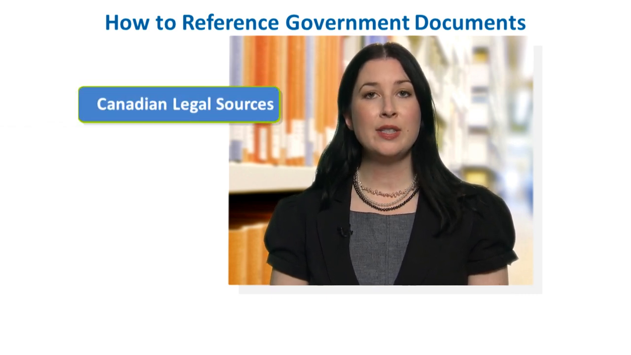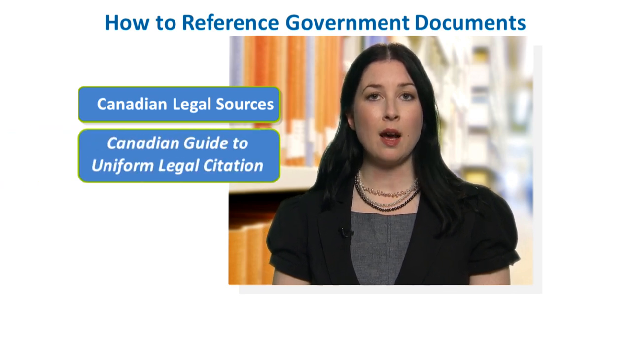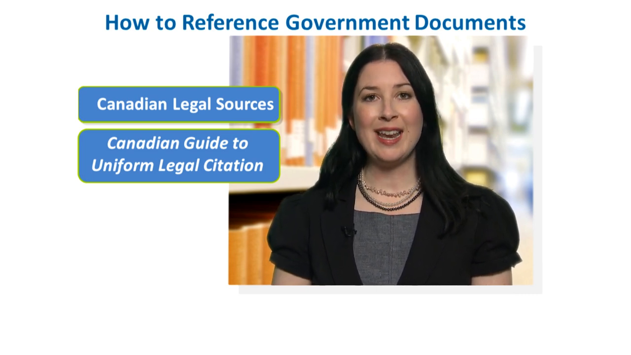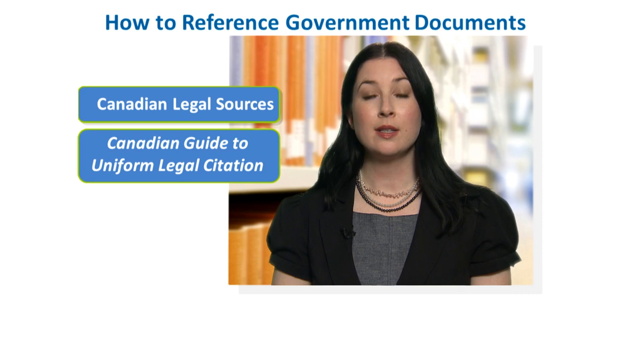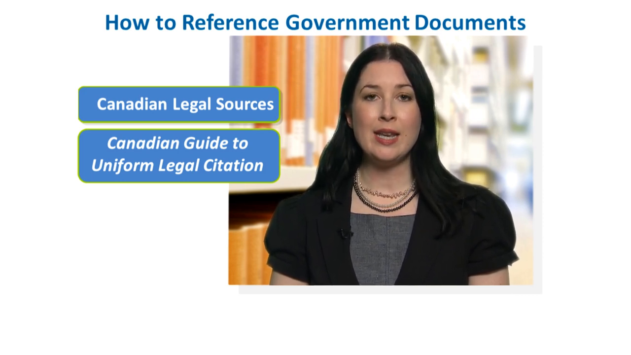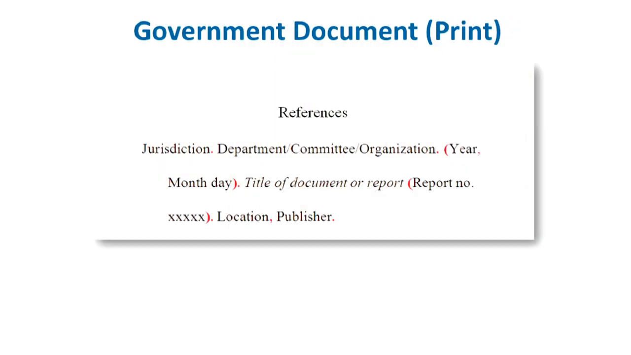In Canada, the standard guide for citing legal and government sources is the Canadian Guide to Uniform Legal Citation. Munn Libraries has combined APA with the Canadian Guide to Uniform Legal Citation, 7th edition, to create our recommendations for citing Canadian government documents and reports. In this example, punctuation is in red for emphasis. In your actual reference list, all font would be black.